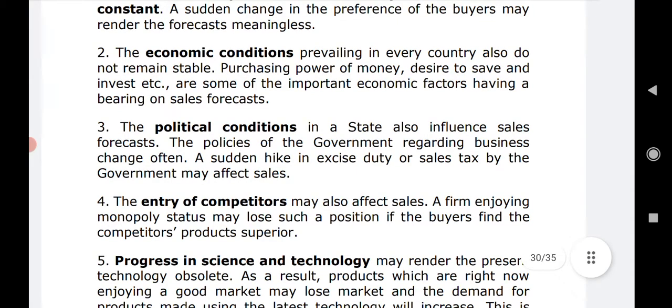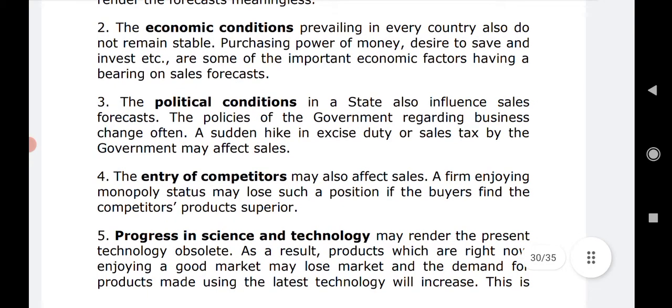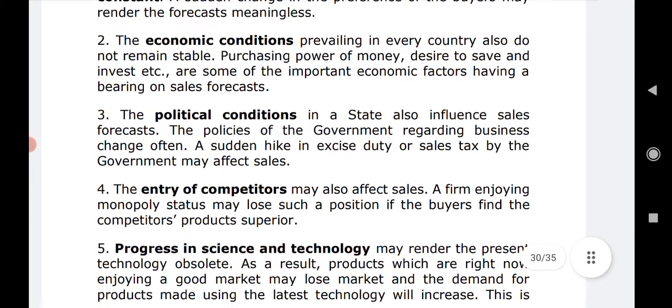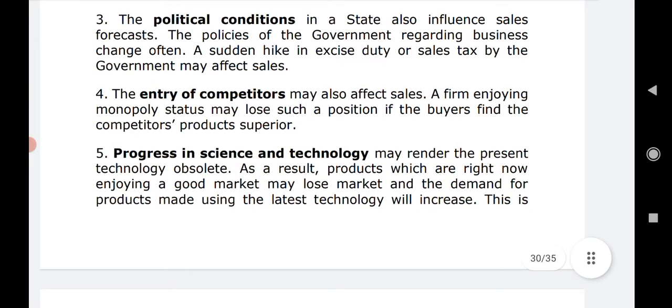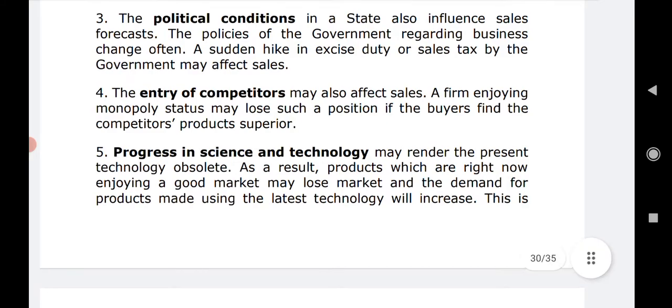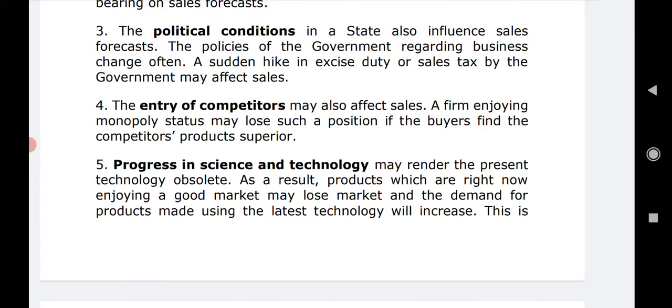Maybe the purchasing power of the money, the saving policies or the saving attitude of the people, investing attitude of the people are some very important economic factors which have a bearing on sales forecast. So if that changes, the sales forecast will not be accurate. Next comes up the political conditions. See, political conditions in the state or maybe the center may influence the sales forecast because the government policies may change regarding the business, right?